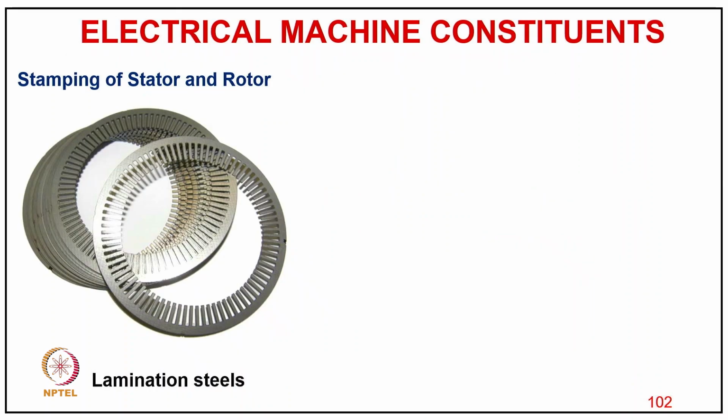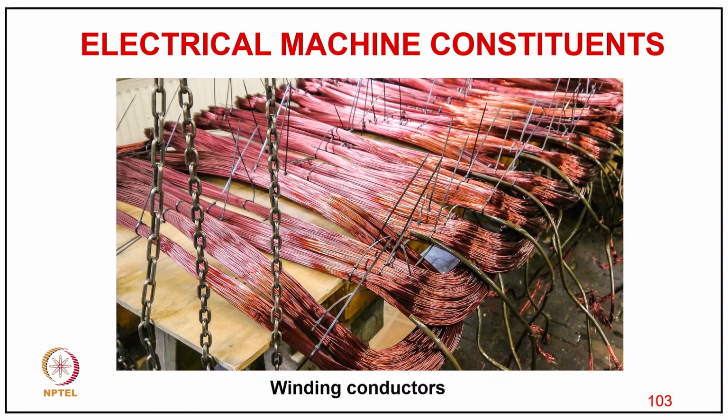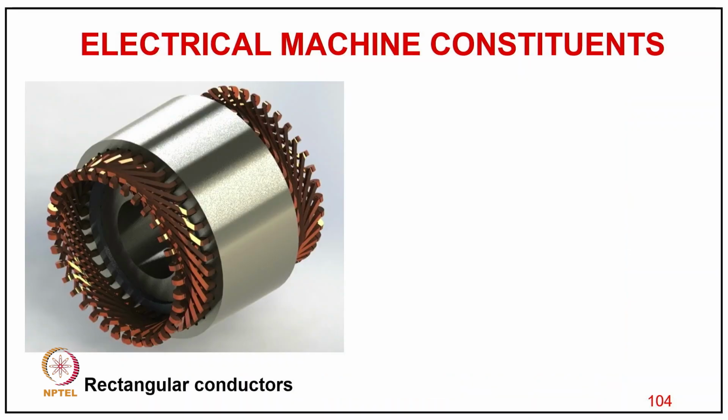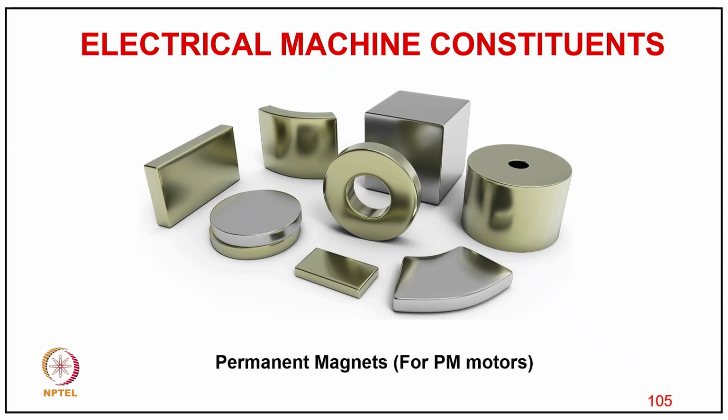You can see the typical stampings of the stator and rotor with the lamination steel, and the stack of laminated steels, like how these laminations are stacked to form the complete stator. Then we have the winding conductors, by which we make the winding. After making the winding, we put in a rectangular conductor, typically for specific windings of low voltage, high current, and then we have a rotary stack winding, a typical example here providing the field excitation. Then we have the permanent magnets for permanent magnet motors.